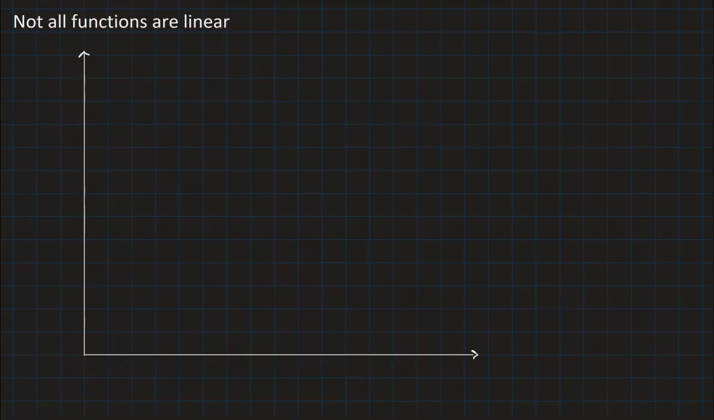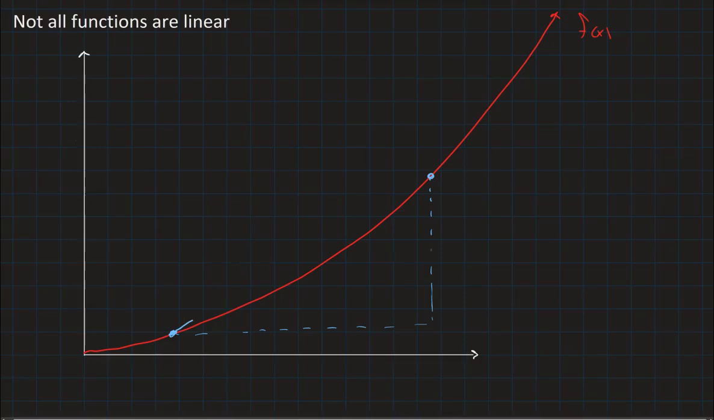I can draw some other function that maybe looks like this. We'll call this function f of x. Now, if I try to do the same method on this function of x, if I pick 2 points on this function, and I measure the vertical distance, and I measure the horizontal distance, then what that will actually give me is the slope of the line that connects the 2 points.